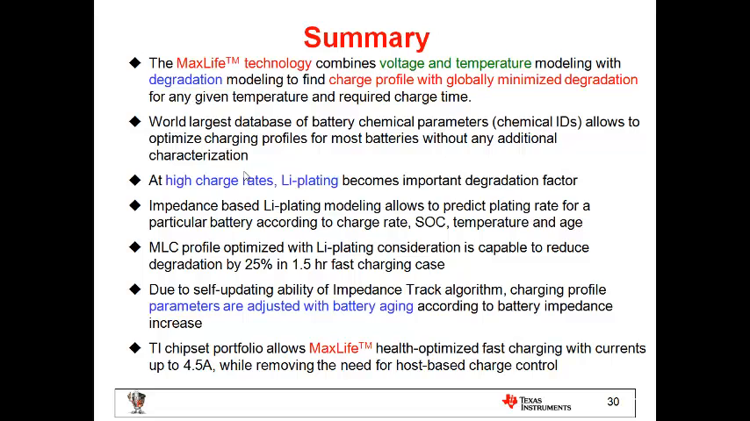And because of the impedance track, we're able to update the algorithm throughout the life of the application so that the MaxLife parameters are adjusted as the battery ages with the use of the system throughout its life. And with today's portfolio, TI has devices that can allow charge currents up to 4.5 amps while allowing our MaxLife algorithm. Well, we appreciate your time today, and we hope that you learned something about MaxLife technology with Texas Instruments.